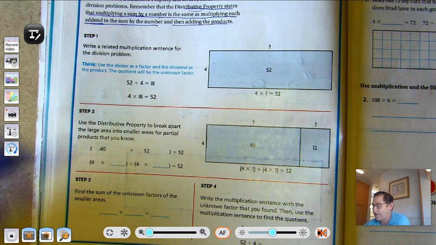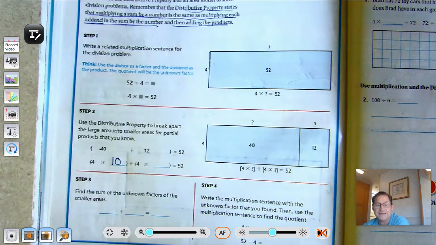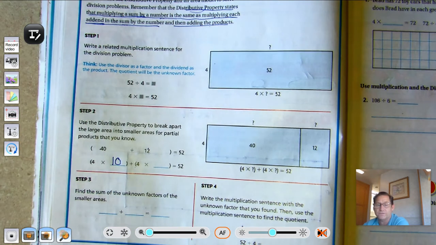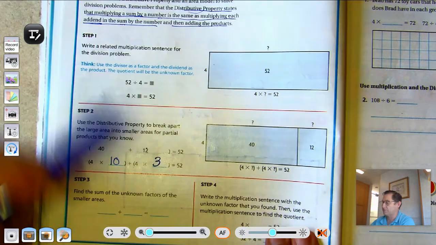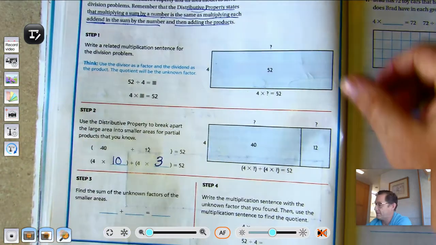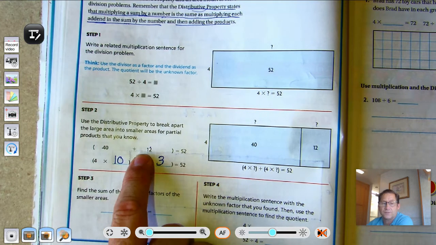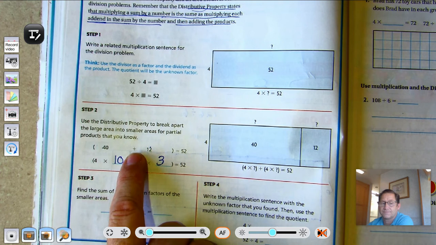facts of 4. 4 times what is 40? Well, 4 times 10. 4 times what is 12? 4 times 3. Okay, so what did we do? All we did was take the 52 and break it up into 2 smaller partial products.